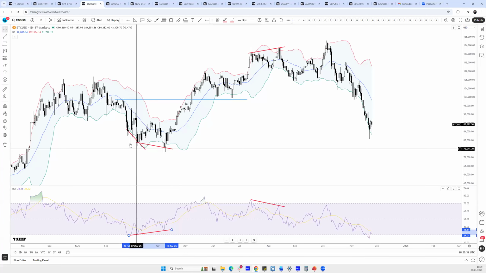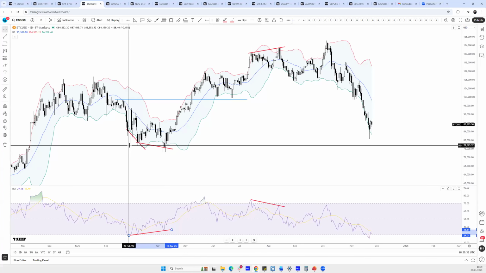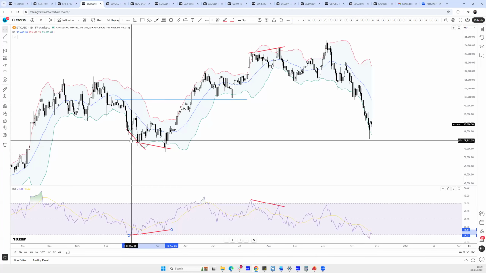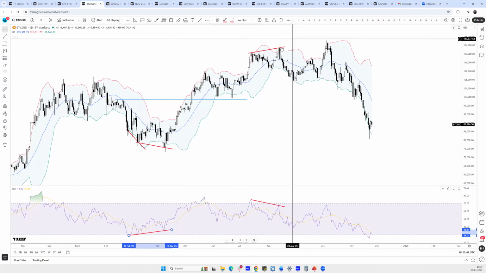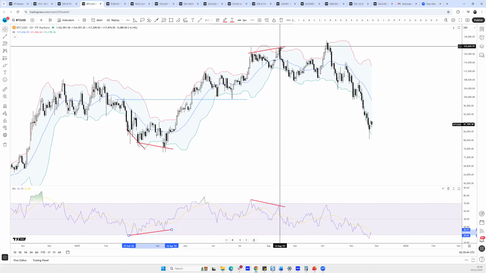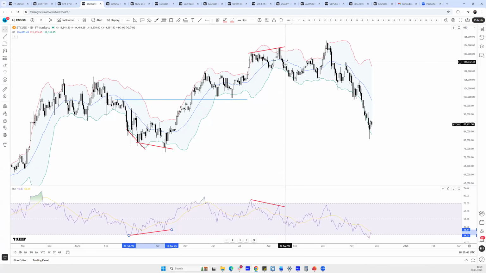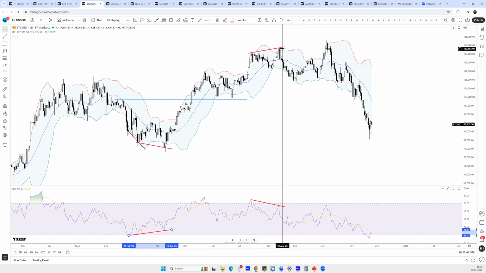I see some traders basing their divergences on the extremes when it shouldn't be. It's on the closing prices. All right, so we have a negative divergence here on the RSI and price springing to the upside above that upper Bollinger Band, and we could be looking at a reversion play to the downside.